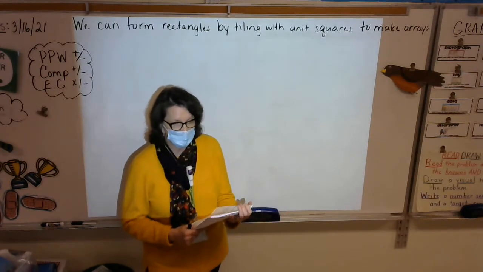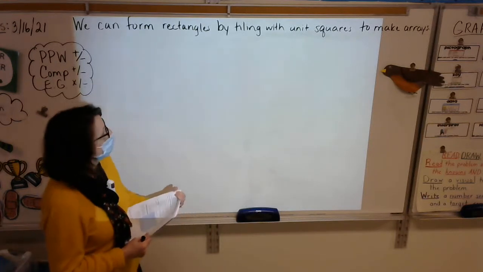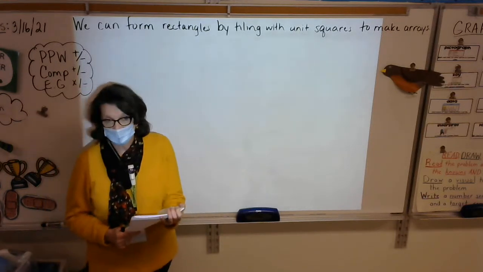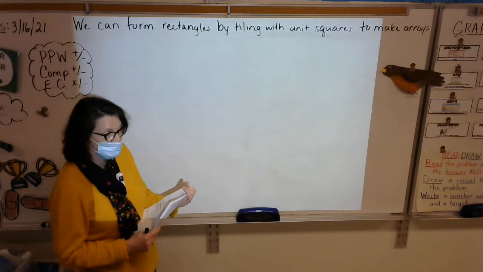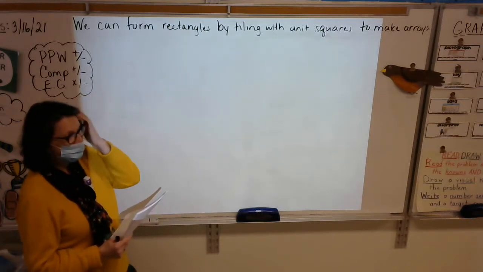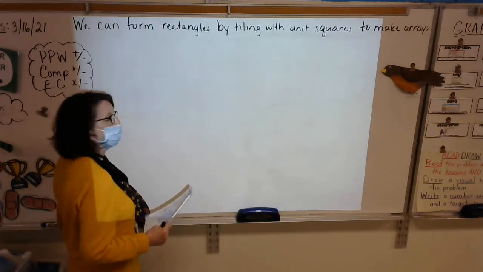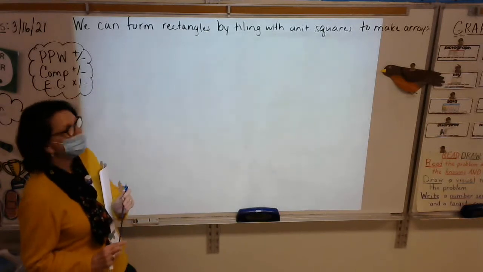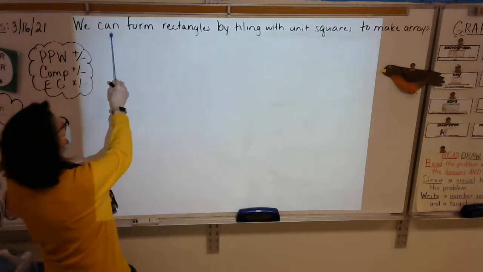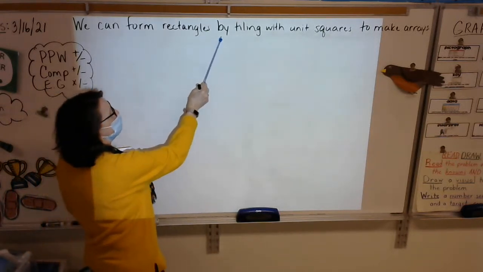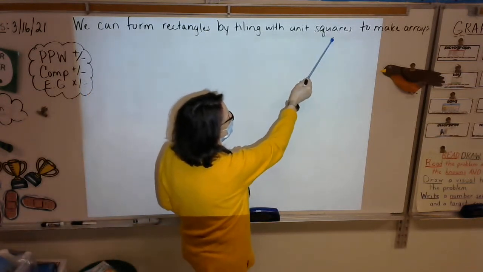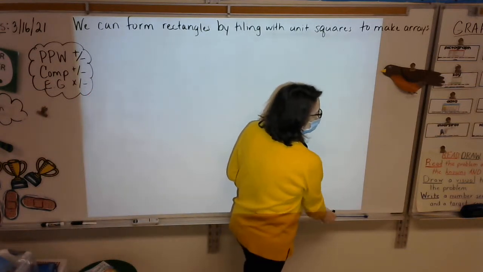So today's lesson will be Fluency and Application Problem for Module 4, Lesson 5. So we do have a new learning target because we're starting a new lesson, so we're going to read that together on the count of 1. Ready, class? 3, 2, 1. We can form rectangles by tiling with unit squares to make arrays.